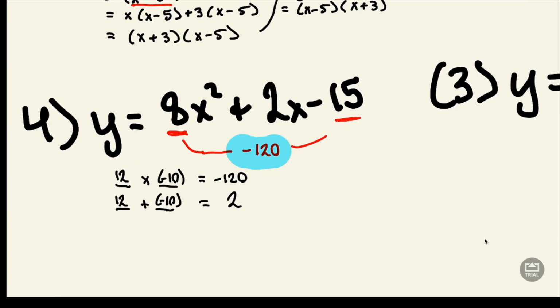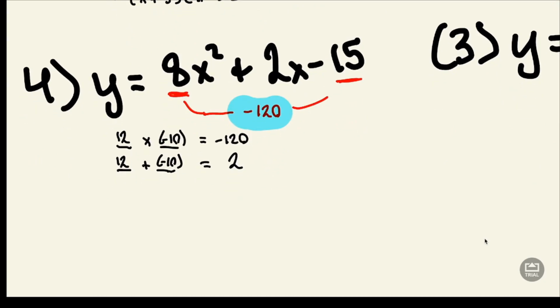If we switch the operations around, if I had negative 12, I would be left with negative 2, which is not correct. We want positive 2. Okay, so now we found our values, so we can use decomposition like before. Y equals, we're going to copy that 8x squared, just like before where we were copying x squared, and copy the middle terms. Again, it doesn't matter what order: minus 10x plus 12x minus 15.